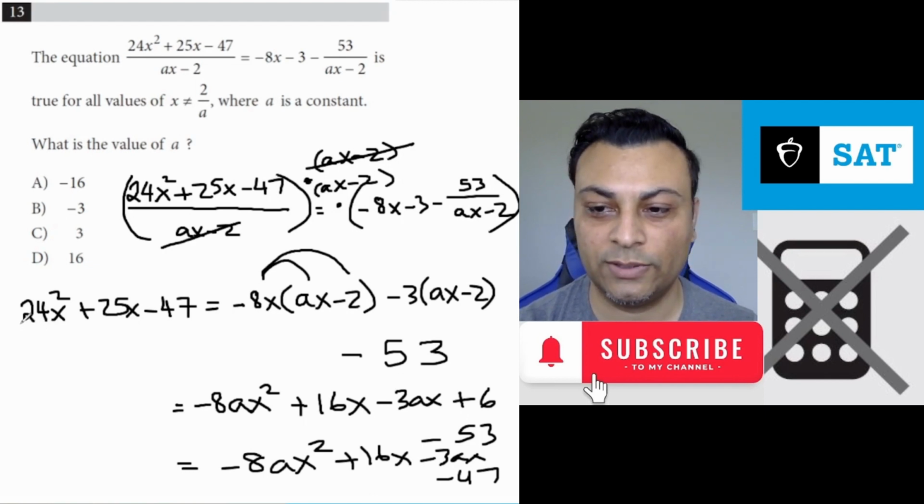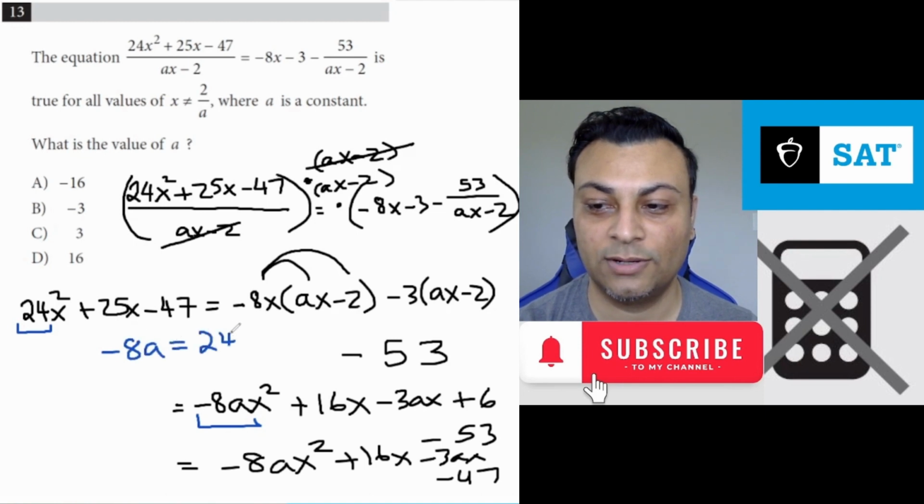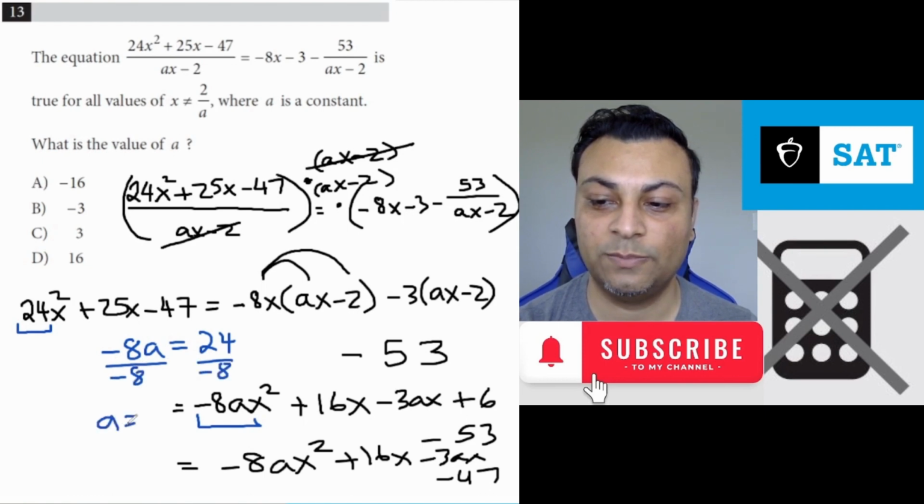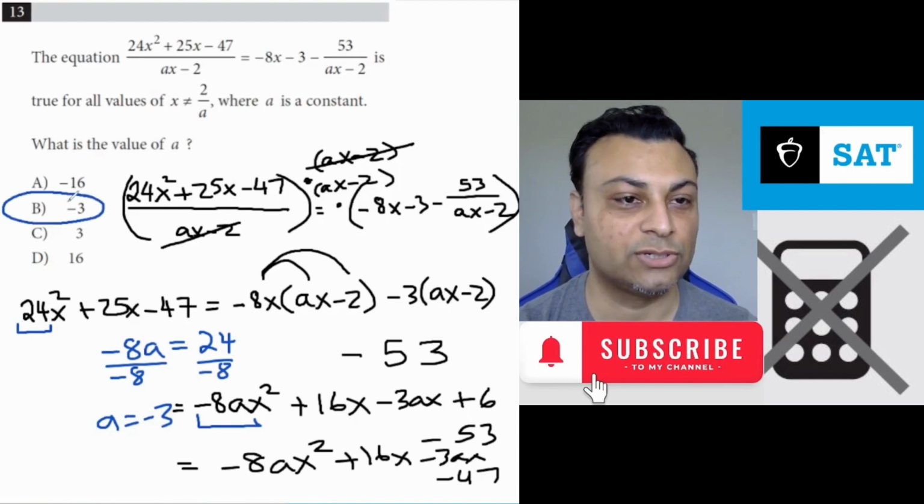You got 24 there. You got negative 8a there. So those have to be the same. So you have negative 8a must be 24. And from here you can solve for a. You just divide by negative 8. And you would get a must be negative 3. So the answer is choice B.